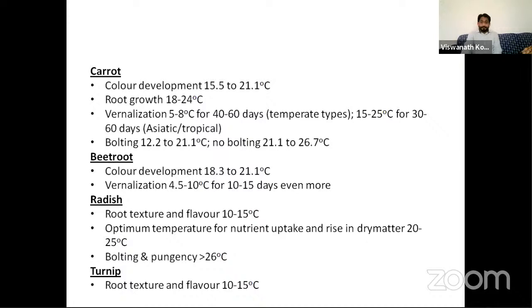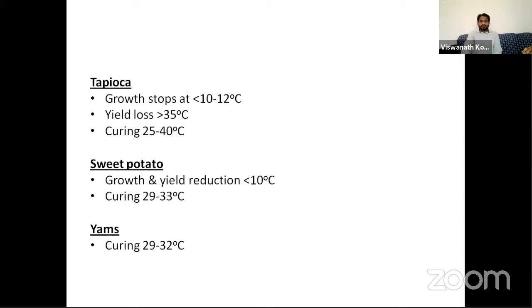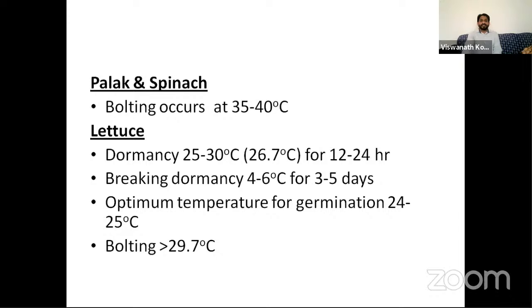Onion bolting, the flowering, requires low temperature, 10 to 12 degrees centigrade. So that's why only rabi onion produces flowers. Then for field production, we grow onion in rabi season. The curing temperature in onion, we will see what curing is in the next slide. Other crops: lettuce has temperature induced dormancy. High temperature induces dormancy, and low temperature breaks the dormancy in lettuce.